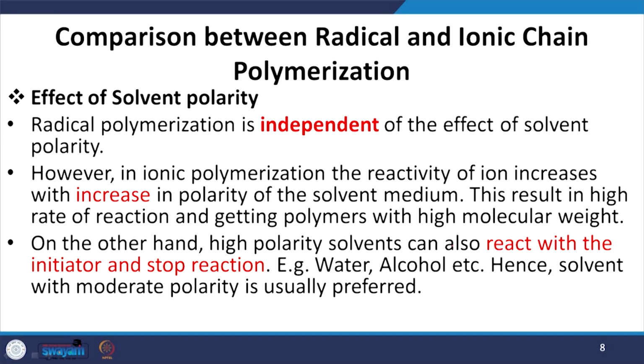Now, another very important parameter while discussing the comparative note is the effect of solvent polarity. The effect of solvent polarity is again a very integral part if you wish to distinguish between these two polymerization systems. In radical polymerization, it is independent of the effect of solvent polarity. That is a very important thing. And in ionic polymerization, the reactivity of the ion usually increases with an increase in the polarity of the solvent medium. So, it is very selective about the solvent.